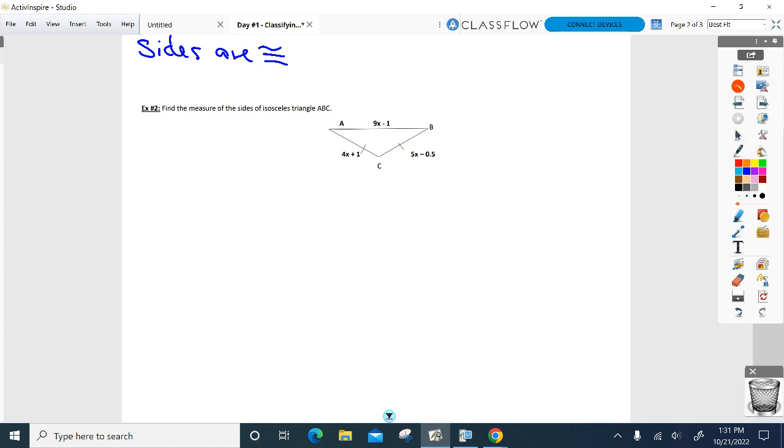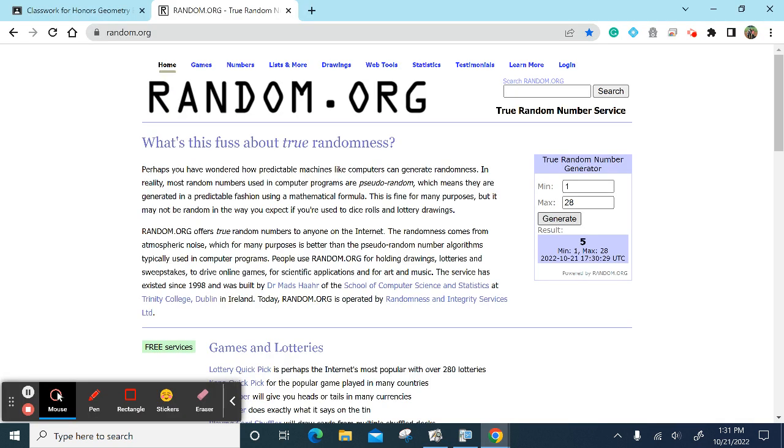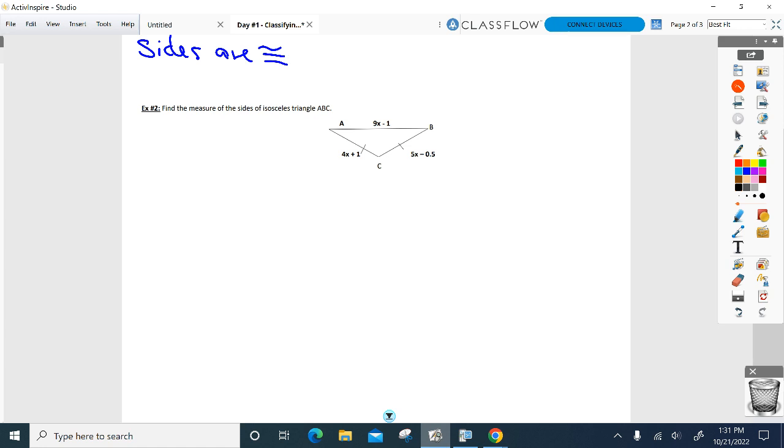So set something up for me then. I don't need to use all three sides here. Tell me what I should set up to solve for x if those two sides are equal. 4x plus 1 equals 5x minus 0.5. There you go. You don't need to use all three sides because they're given to you. Get out of that mode. And then I'll give you a second, solve for x.